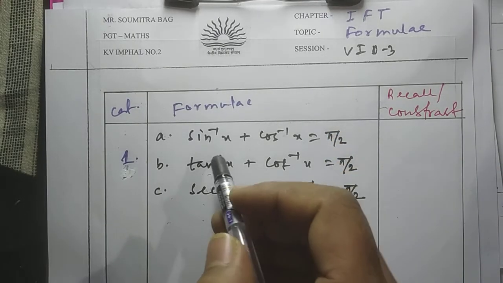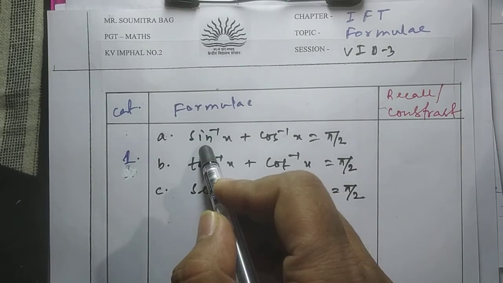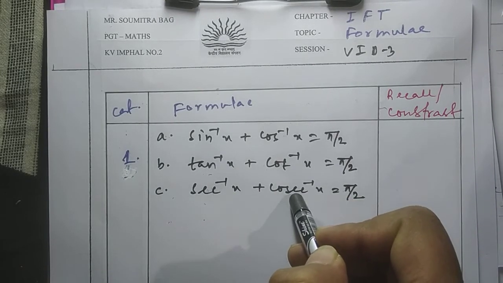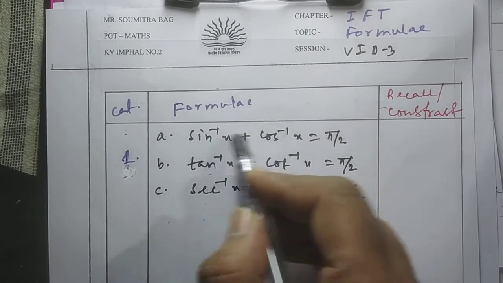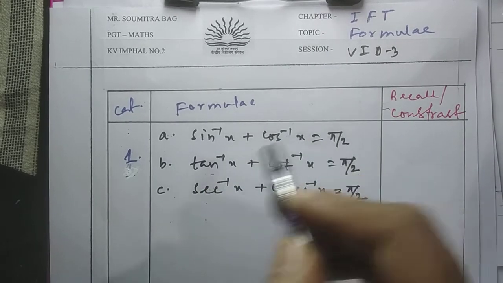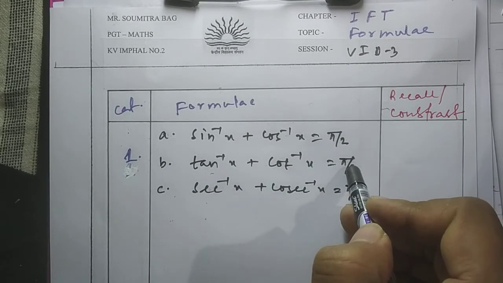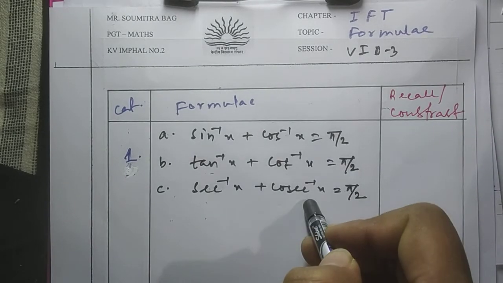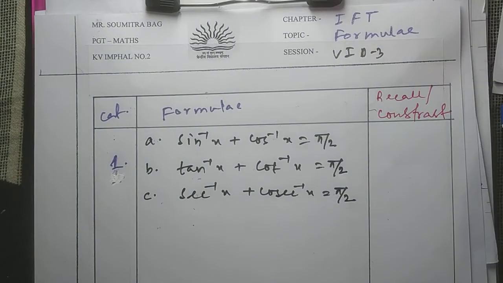Now look here. Sin and cos both are complements. Tan and cot both are complements. And sec and cosec both are complements. That we learnt in class 10. Correct? Sin and cos both are complements, so their sum will be pi by 2. Similarly, tan and cot both are complements, and their sum will be pi by 2. And finally, sec and cosec both are complements, their sum is pi by 2. So if you want, you can remember in this way.